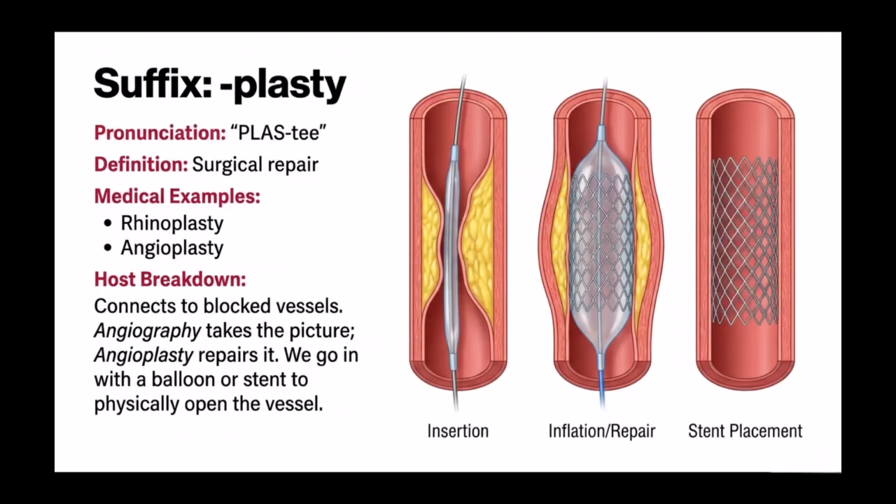Okay, next step. Plasty. Plasty, surgical repair. Rhinoplasty is a nose job. Mammoplasty is breast repair. But the big clinical one is angioplasty. Right, angio for vessel, so vessel repair. Usually we inflate a balloon inside a blocked artery to smash the plaque open and then place a stent, which is like a mesh tube, to keep it open.